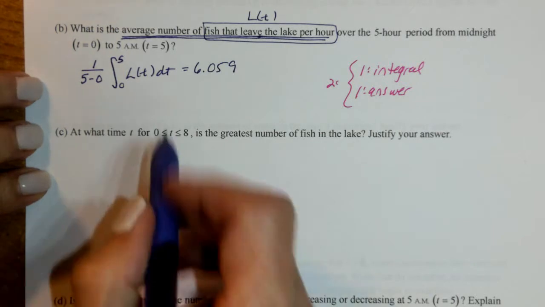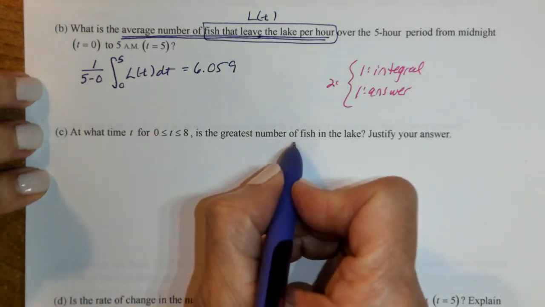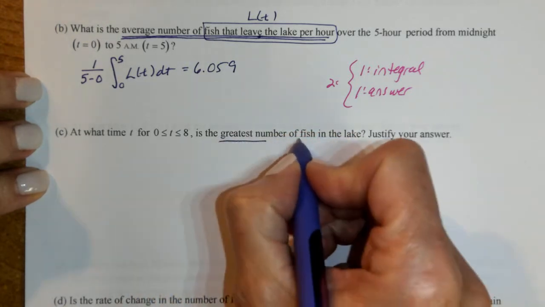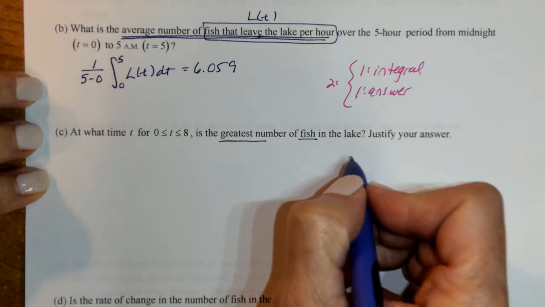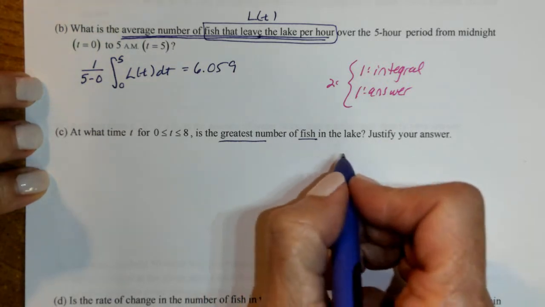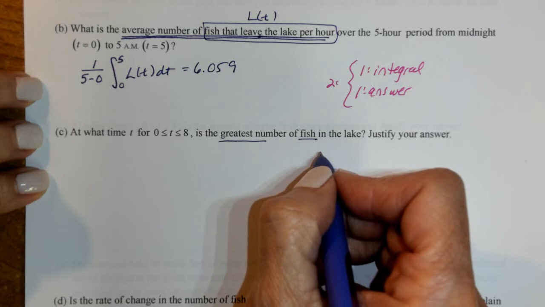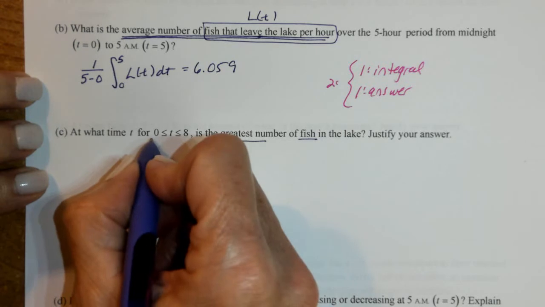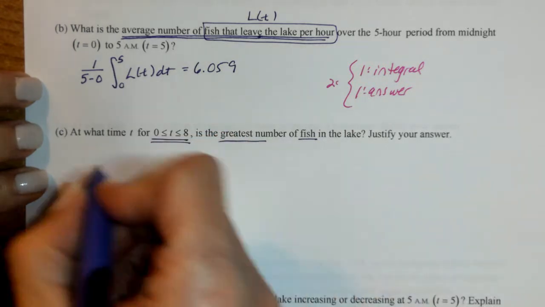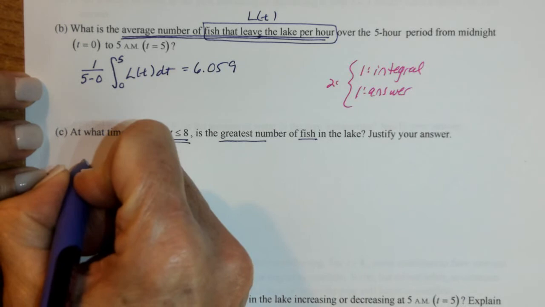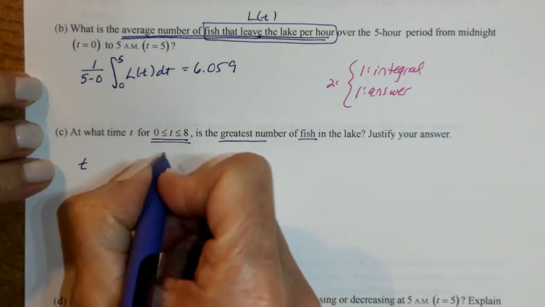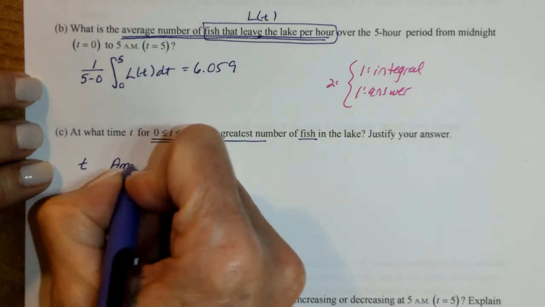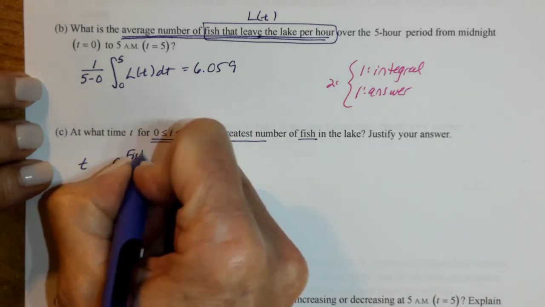At what time from 0 to 8 is the greatest number of fish in the lake? So greatest fish. We want the greatest amount of fish, right? So it's an absolute maximum problem, so I'm going to set up the closed interval test. We're on a closed interval, so that makes sense to me. Time is my independent variable, and we're trying to maximize the amount of fish.